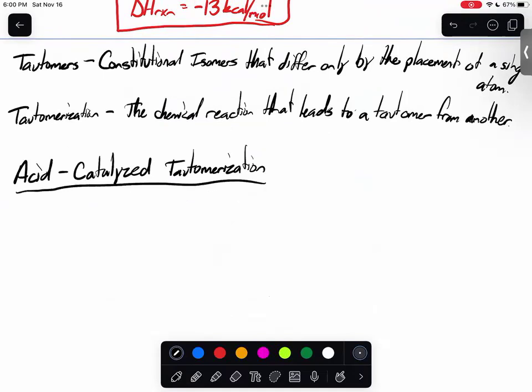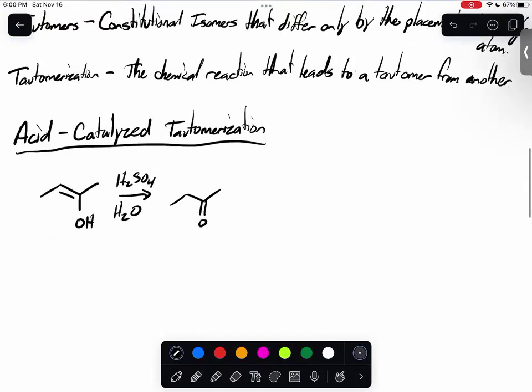So, what does this look like? Well, the way this works is we can say if we start out with an enol, such as the one that we've been focusing on, and then we add in acid and water, we should be able to make the corresponding ketone, right? So just like H2SO4 and H2O should give us the ketone. The question just becomes, how does it happen? Well, to figure that out, we can draw out a mechanism.